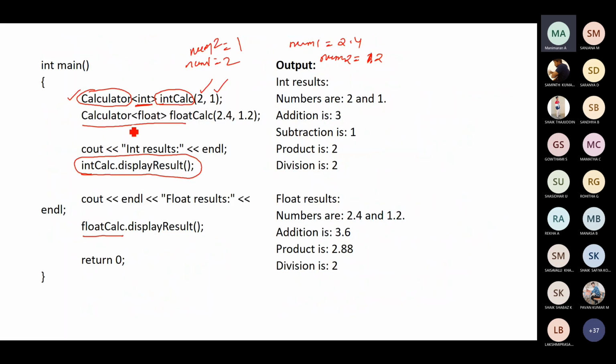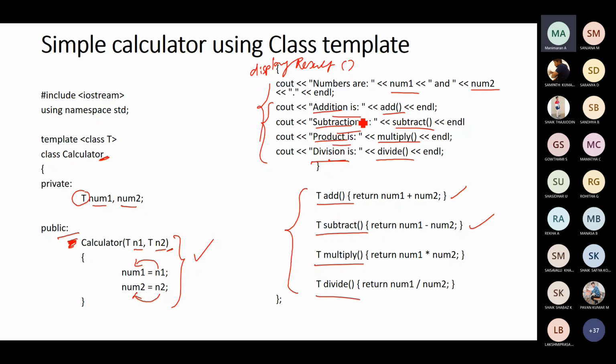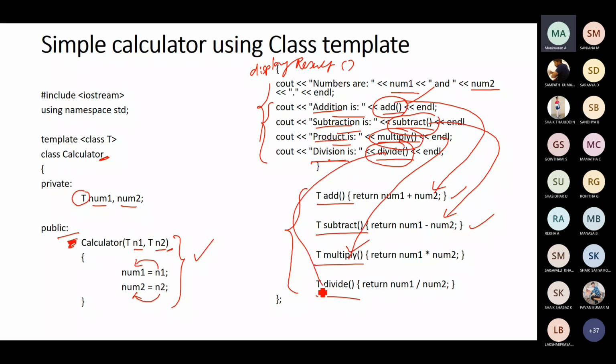After that, this display result function will be called. When it is called, what will happen? Inside this display result function, we are calling the add function separately, the subtract function separately, the multiply function, and then the divide function. When we call this add function, control is transferred to the corresponding function definition. Similarly subtract, similarly multiply, and then divide. So addition, subtraction, multiplication, division will be performed. Then the resultant value will be returned to the calling function.